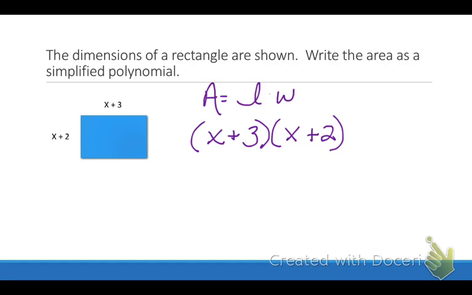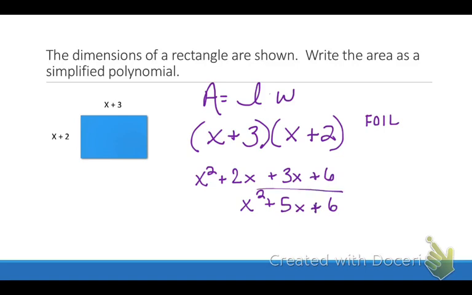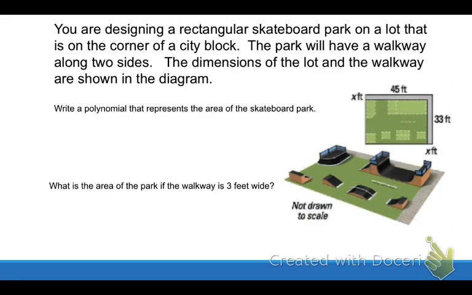Since it's a binomial times binomial, I'm going to use a mnemonic device, FOIL. So the product of the first two terms would be x squared. The product of the outer would be 2x. Inner would be 3x. And the last two terms would be plus 6. That gives me x squared plus 5x plus 6. Remember, FOIL is just a fancy way of remembering the distributive property. Now, if they give you units in this problem, you would say that it is like inches squared or feet squared, but it's just telling us to write it as a simplified polynomial, so there you go.